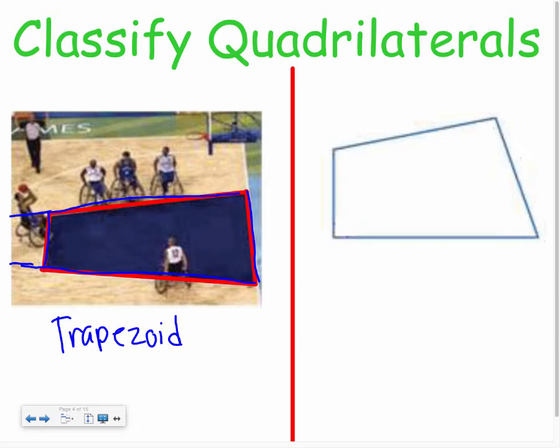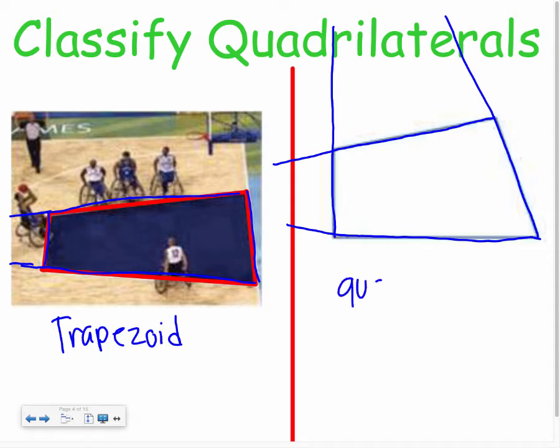If we move to the figure on the right, if we extend the sides, again, we would see that the first set, the left and the right, will eventually run into each other. Same thing occurs if we extend the top and the bottom side. Eventually, they would continue and run into each other. So we would simply label this a quadrilateral because it does not fall into a more specific category. So part of your homework is simply going to be classifying the quadrilaterals.